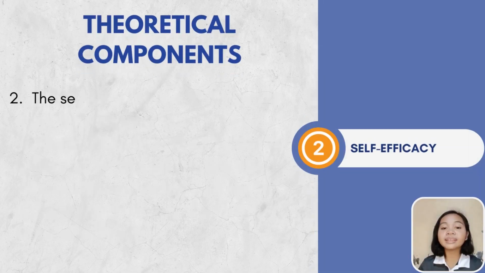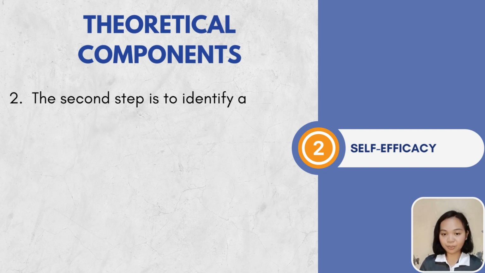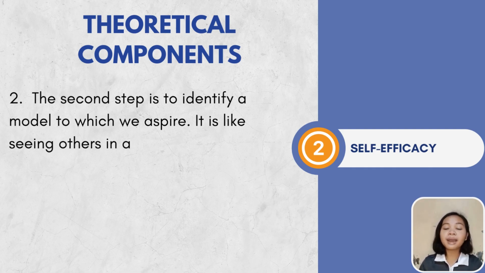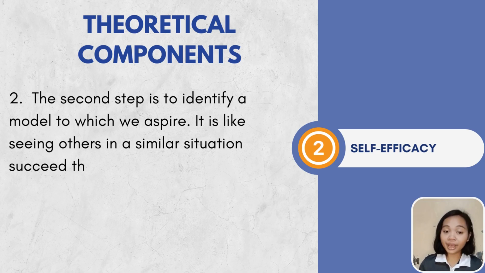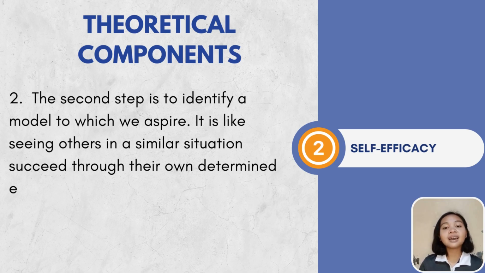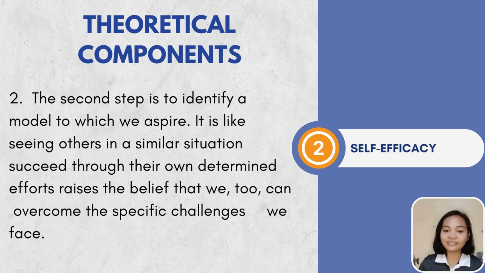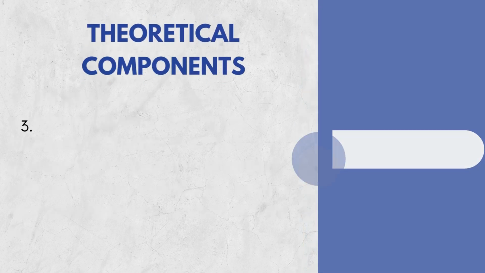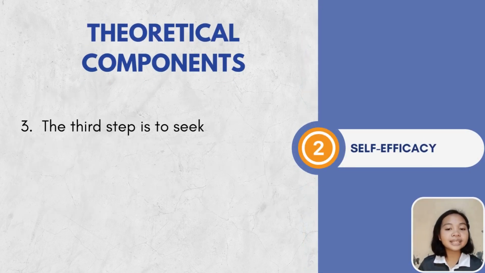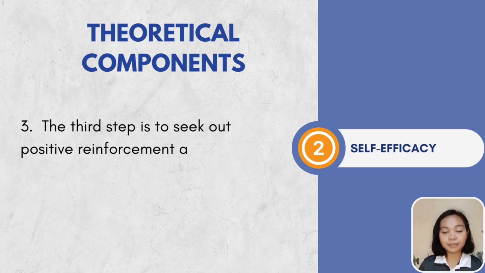The second step is to identify a model to which we aspire, such as one or more people living with Parkinson's who are managing their Parkinson's. Well, it is like seeing others in a similar situation succeed through their own determined effort, which raises the belief that we too can overcome the specific challenges we face. The third step is to seek out positive reinforcement and encouragement, which strengthens our belief that we have what it takes to succeed. So, did we understand what is self-efficacy?